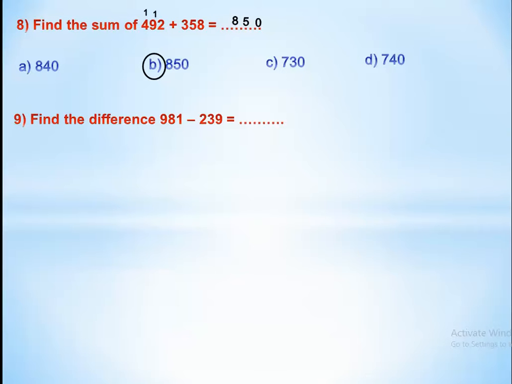Find the difference 981 minus 239. Okay, let's start. 1 minus 9 doesn't go, so we are going to borrow 1 from 8, it will be 7 and 1 will be 11. 11 minus 9 equal 2, 7 minus 3 equal 4, 9 minus 2 equal 7, so the right answer is 742.